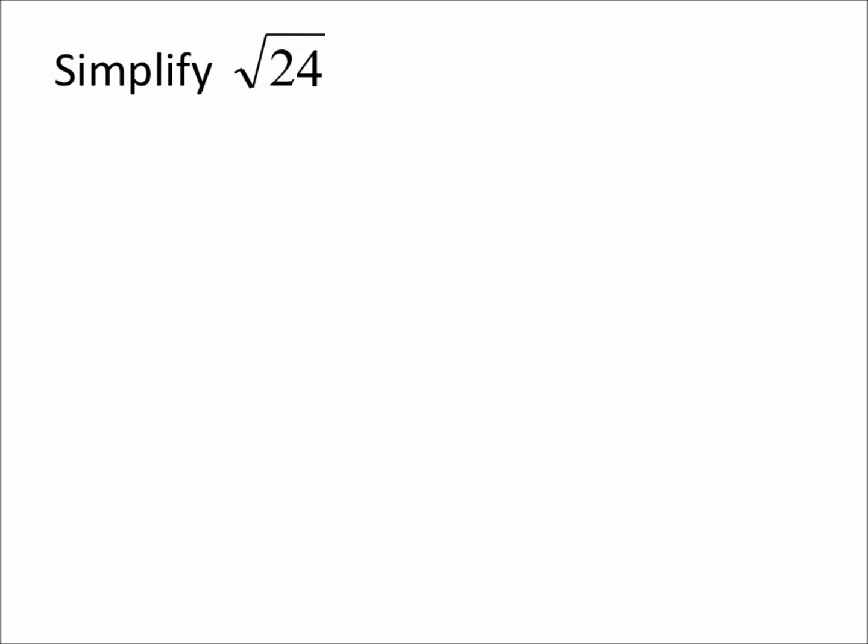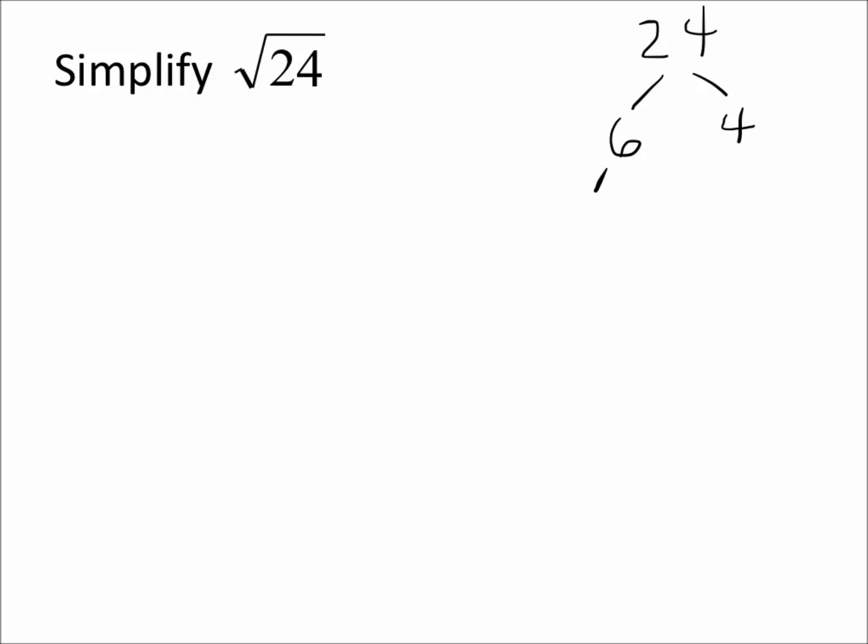And the reason why I'm showing you this technique is because it makes it a little bit easier when we have to simplify other square roots and other higher roots later on in the year. So it starts by making what we call a factor tree. So we have the number 24, and I'm going to break it up into two numbers that I know multiply to give me 24. Like, for example, 6 times 4.